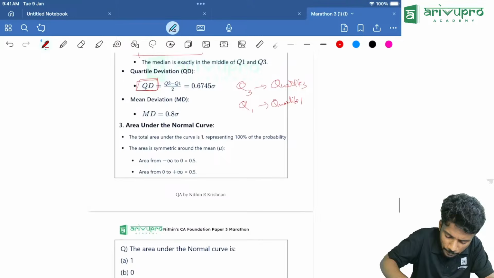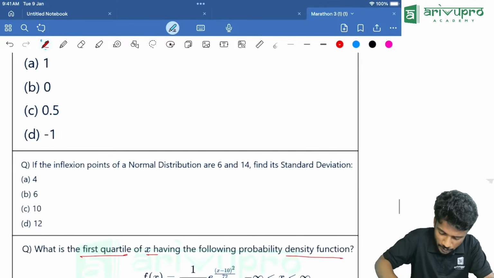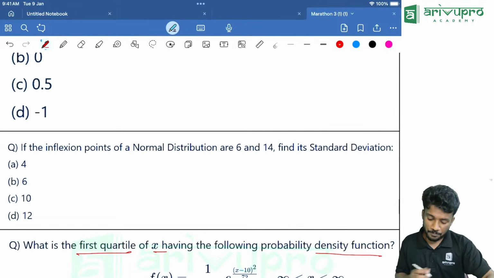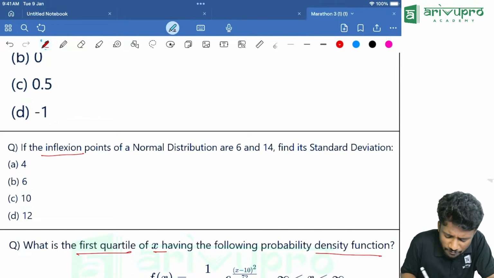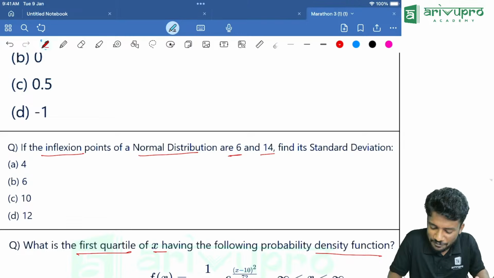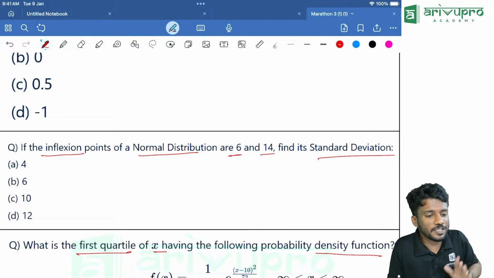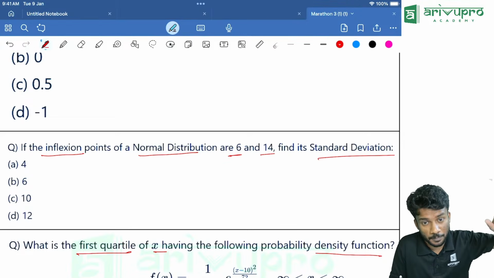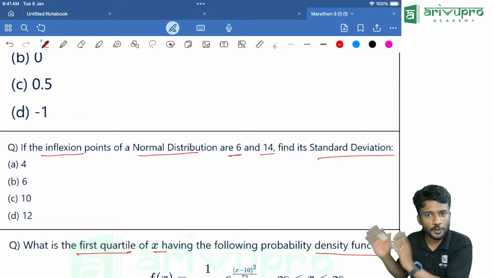Yes. Now look here, people. This is the example I'm going to take. Look here. If the inflection points of normal distribution are 6 and 14 respectively, find the standard deviation. This same question we had discussed the day before exam in the midterm. The same question was there for your exam also.